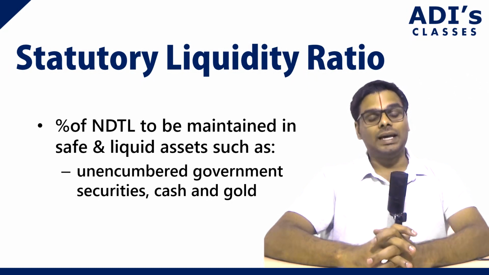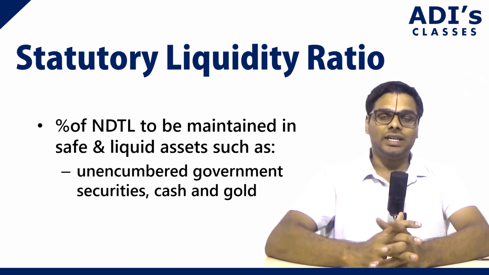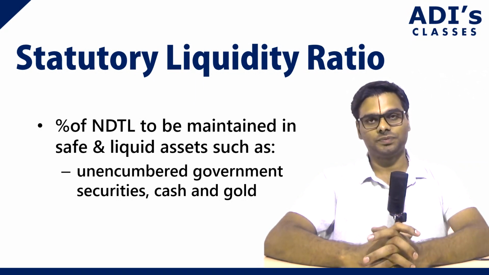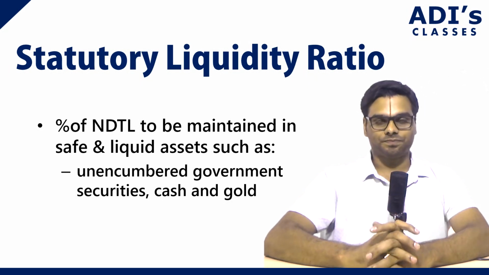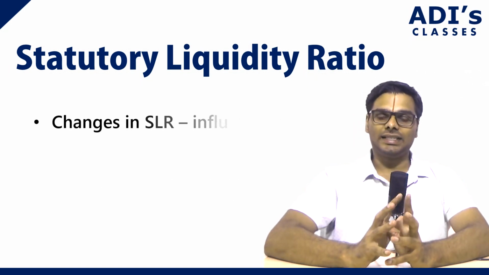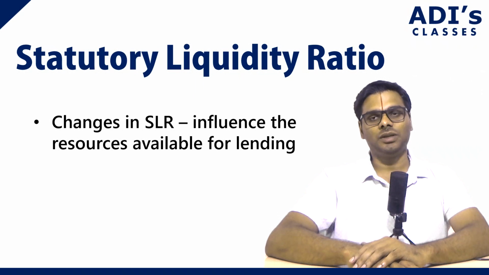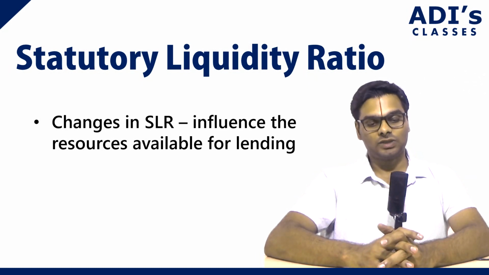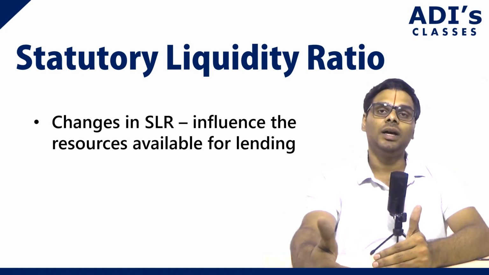Okay. So the percentage of net demand and time liabilities that a bank is supposed to maintain in highly liquid assets such as government securities, cash, and gold is known as the statutory liquidity ratio. You can understand that CRR is maintained with the RBI. SLR is maintained in the form of liquid assets. Now, changes in SLR often influence the availability of resources in the banking system for lending to the private sector. Let's say SLR is 20%. If RBI suddenly increases SLR to 30%, that means the commercial banks have 10% less money to lend to the private sector.